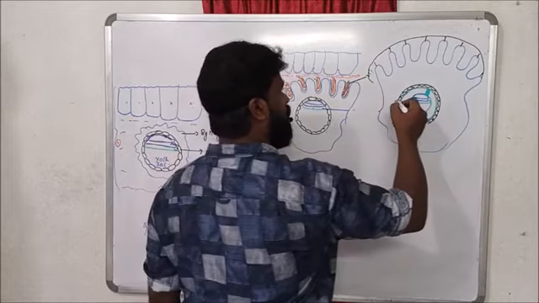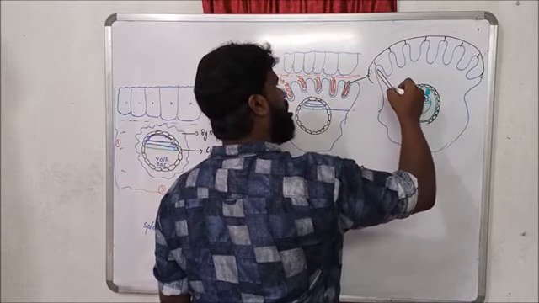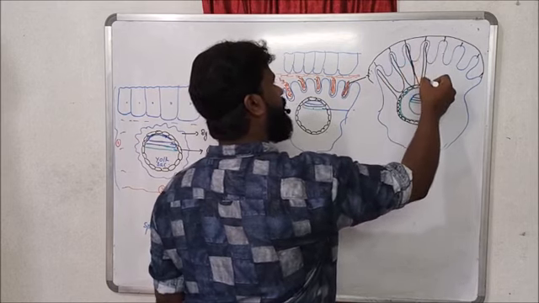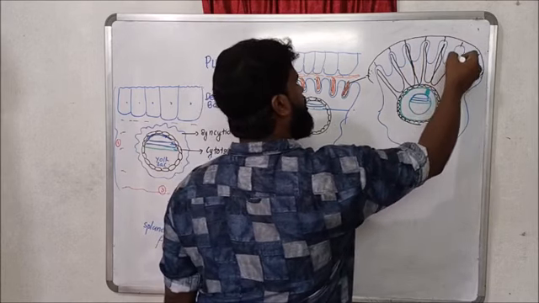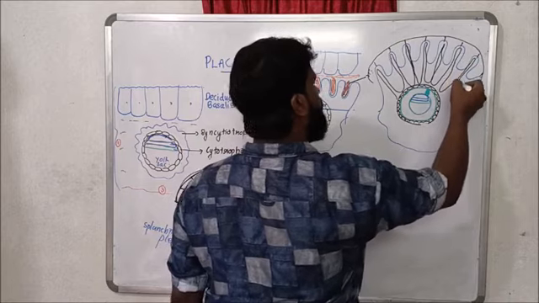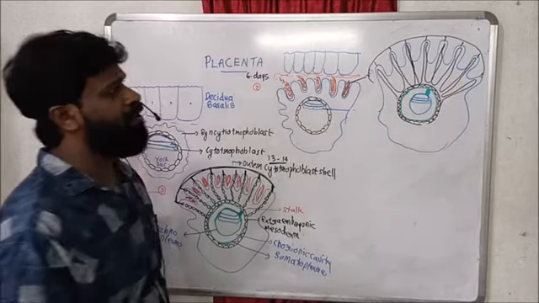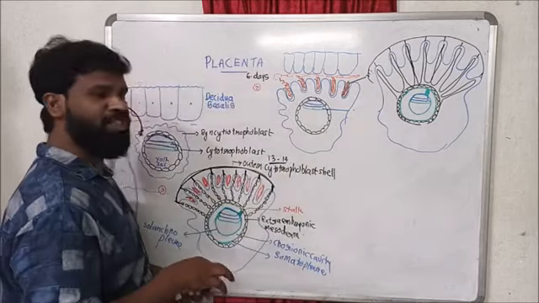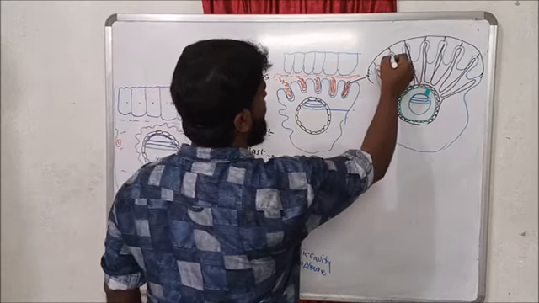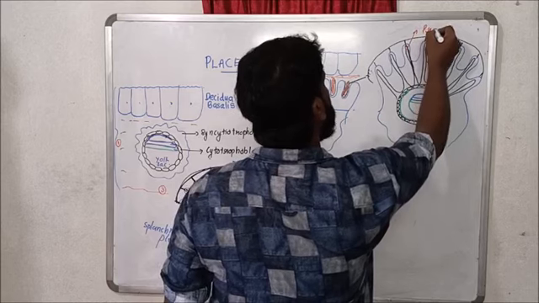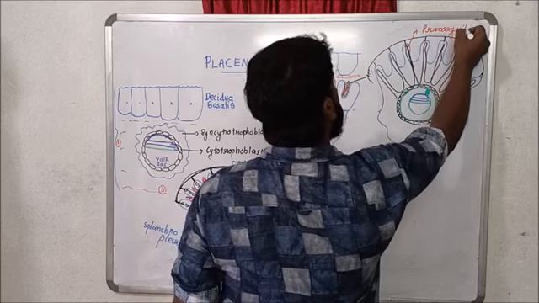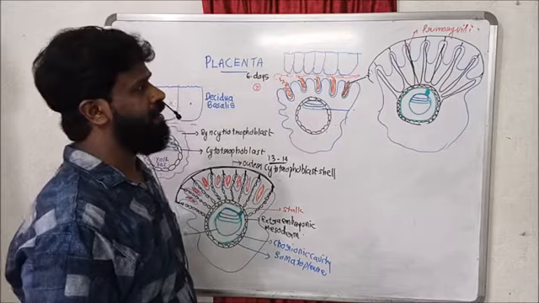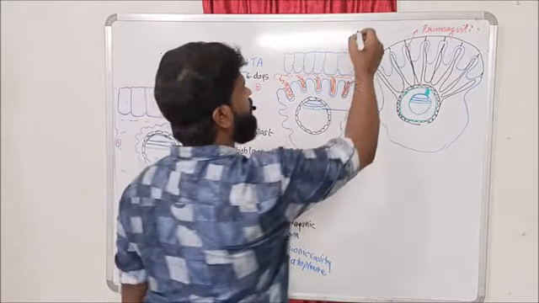Now this cytotrophoblast proliferated and penetrated the syncytial trophoblast. Finger-like projections are formed from this cytotrophoblast. These projections formed from the cytotrophoblast are called primary villi. It occurs around 3 weeks after fertilization.